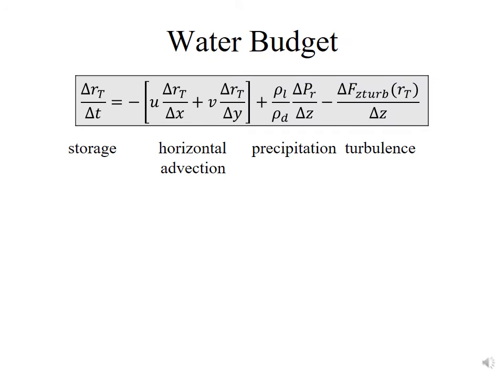Here we have the water budget equation in an Eulerian framework taken from the Stull textbook. The term on the left is the storage term at a given location. It's the change in the total water mixing ratio over time. And on the right, there are three terms that can impact the storage of water at a given location. The first is horizontal advection. The second is precipitation, and the third is turbulence.